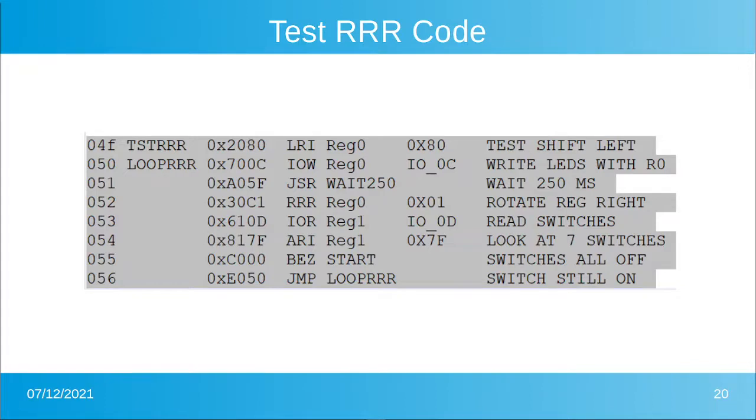The rotate register right code, very similar to the rotate register left code. Again, it doesn't have to test whether you're at the end of the shift or not. It will run for every bit, and because that bit is rotated all the way around, you don't have to reload it.